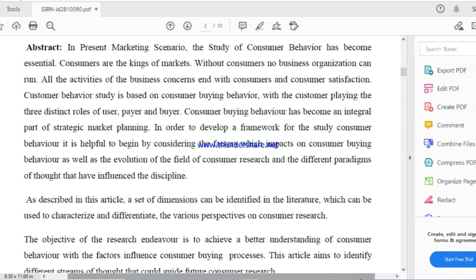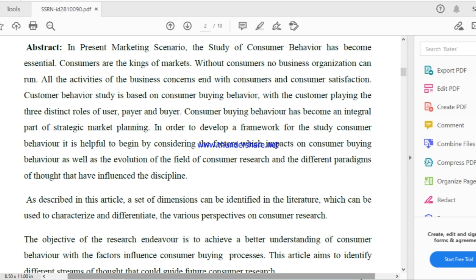Now, this is the abstract which the author has given. We can even frame the entire abstract in one paragraph. They first put up the present marketing scenario, and then they say that consumer buying behavior has become an integral part of strategic market planning. So in order to develop a framework for the study of consumer behavior, it is helpful to begin by considering the factors which impact consumer buying behavior, as well as the evolution of the field of consumer research and the different paradigms of thought that have influenced the discipline.